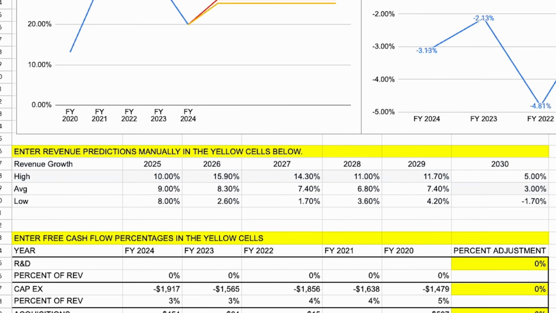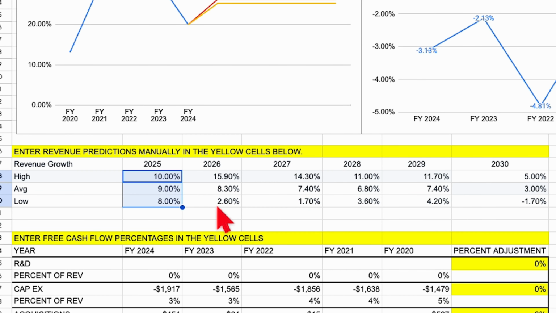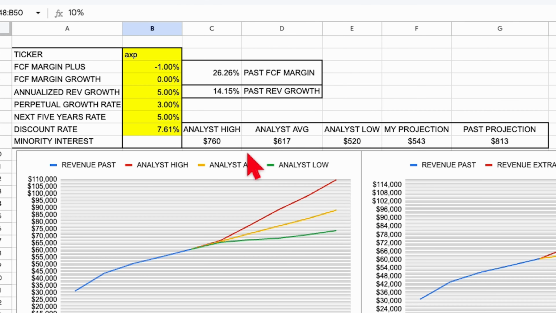So I just copied that into this section of my spreadsheet. I entered in the company's own guidance for fiscal year 2025. And based on these revenue predictions, the intrinsic value of American Express is somewhere between 760 and 520, which is absolutely insane. One more thing I left out.